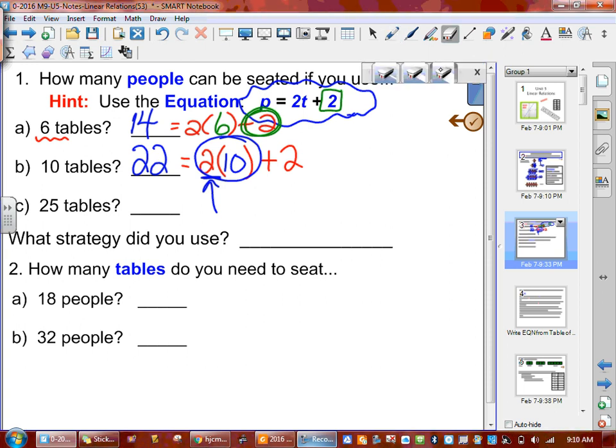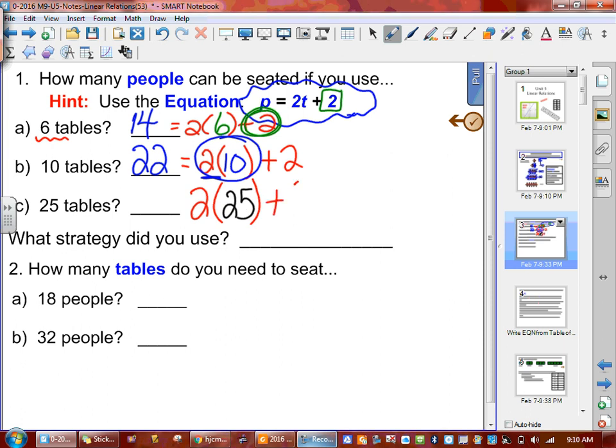So for 25 tables, I'm going to have 2 times my 25 plus the 2 extra people on the end. So that gives me 50 people plus 2 more. It's going to give me 52 people can sit at 25 tables. So what strategy do we use? Starts with the letter S.